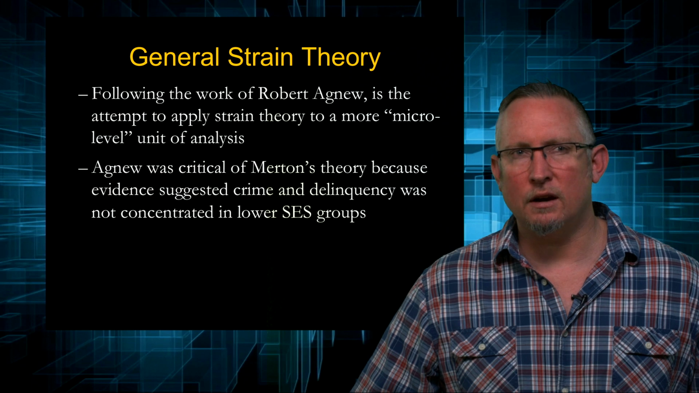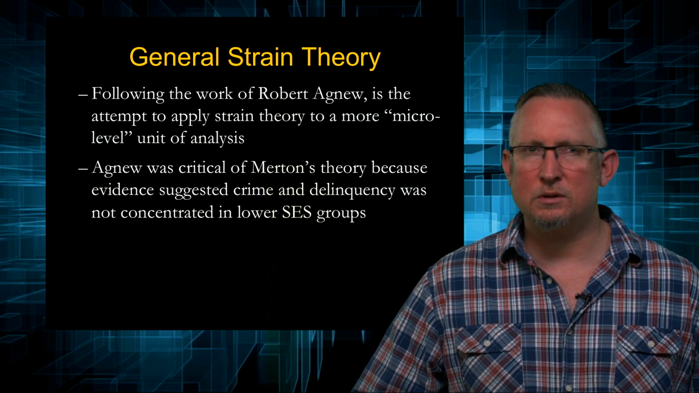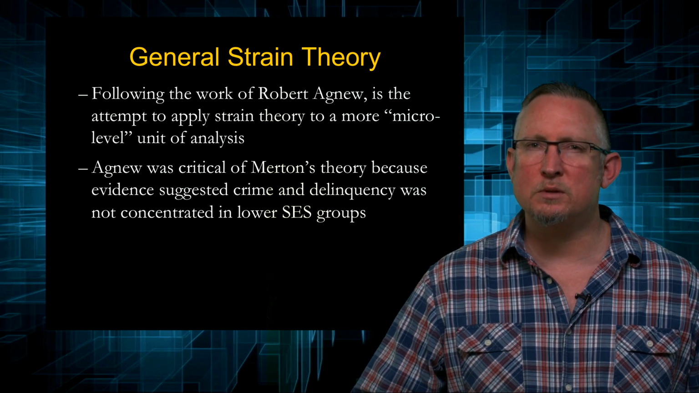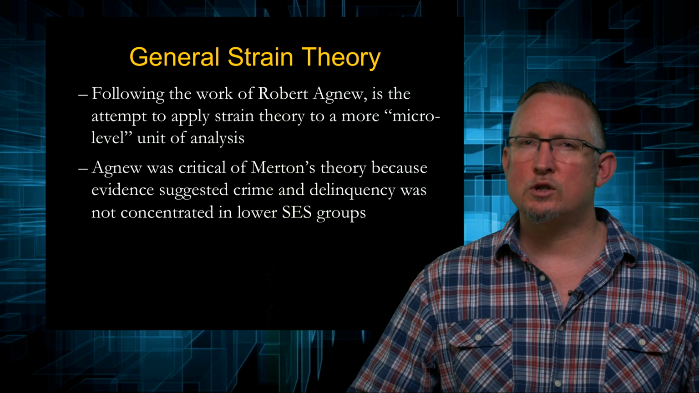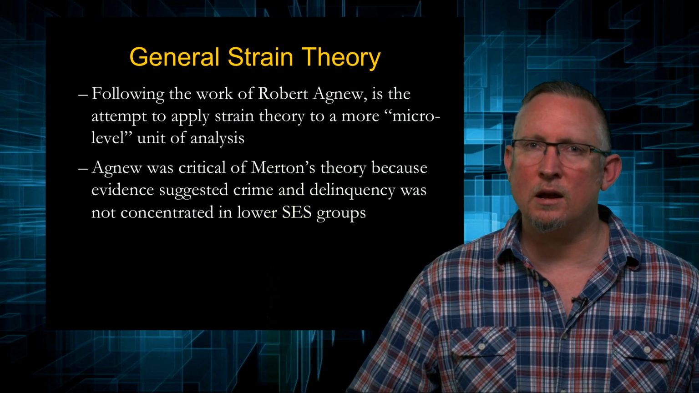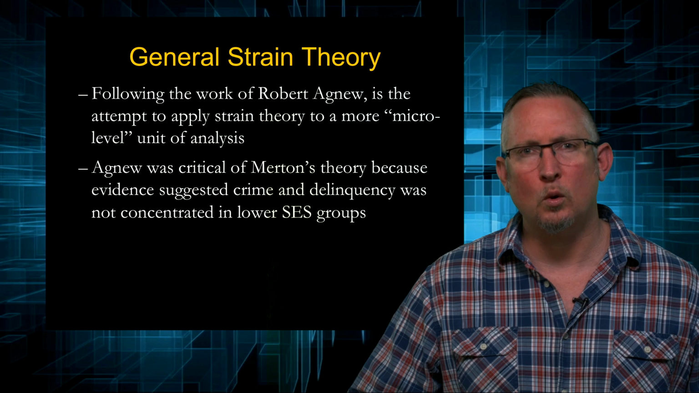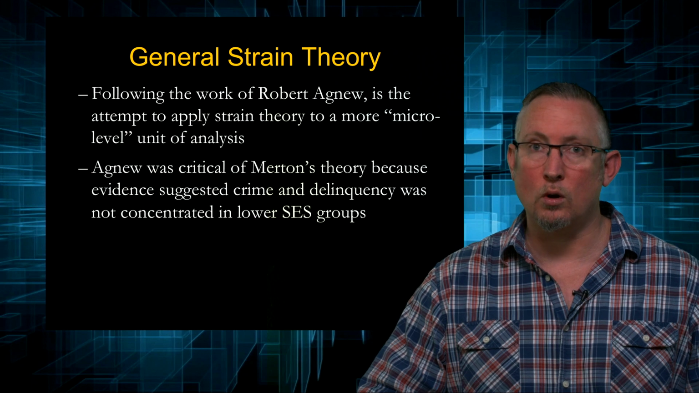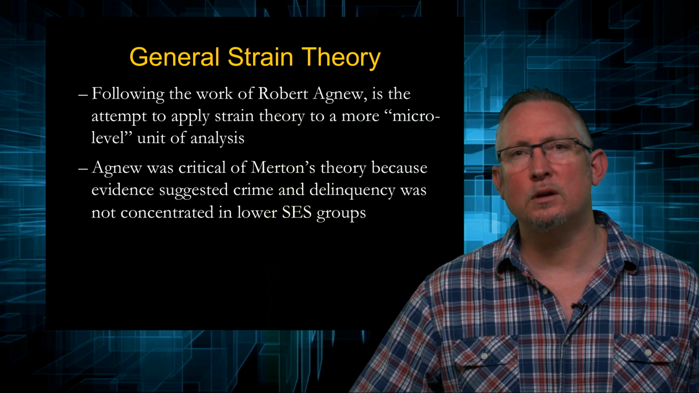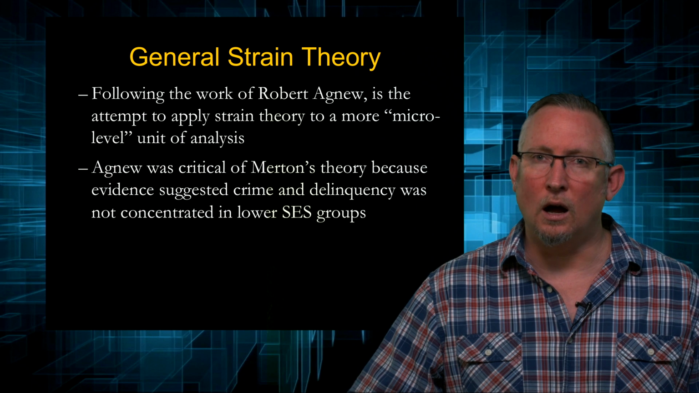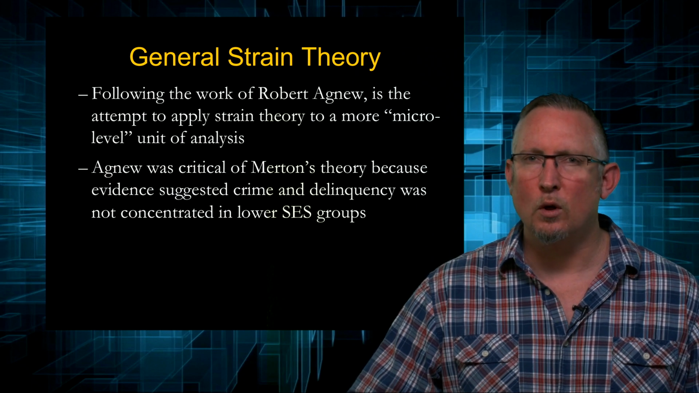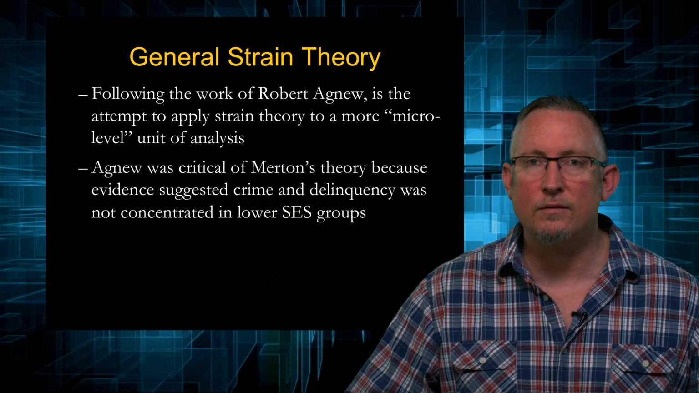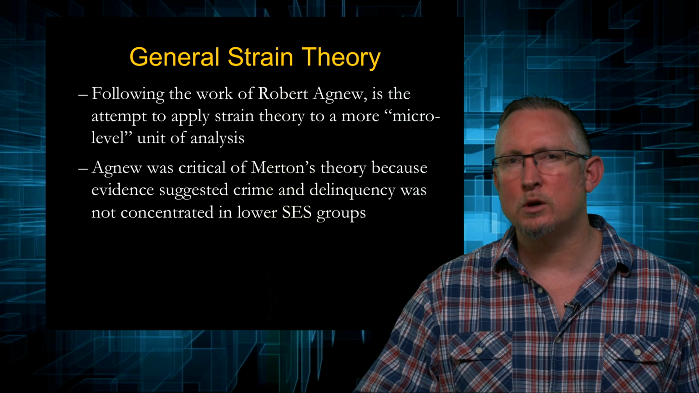Agnew was critical of Merton's theory. The evidence suggested that crime and delinquency was not concentrated in lower socioeconomic status, right? One of the primary criticisms that we'll look at when we return to this: the question then of why people with little or no strain engage in things like white-collar crime, corporate crime, etc. Strain theory doesn't do a very good job of describing cases like WorldCom or Enron or other multi-billion-dollar corporate swindles that were conducted and overseen by people who were already far wealthier than they could probably ever spend in their life, and certainly far wealthier than most people could even imagine.